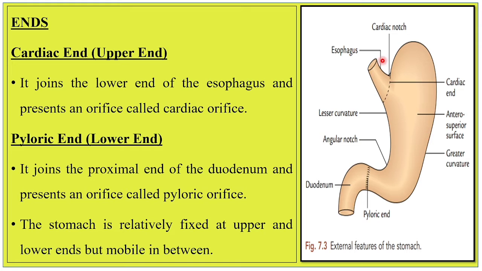So you'll have an upper end, the cardiac end, and a lower end, the pyloric end. These two ends will be fixed. And apart from that, you'll have the fundus and body of the stomach, which is the distensible part. The cardiac end or upper end as well as the pyloric end or lower end will be the fixed part of your stomach, and the distension happens at the fundus as well as the body of the stomach.